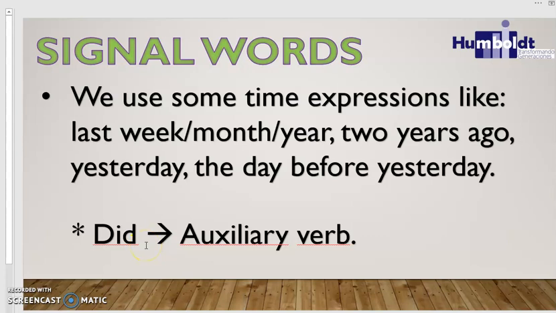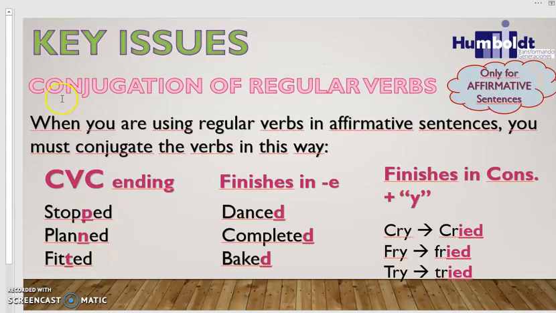For example, if somebody asks you, did you eat yesterday? ¿Comiste ayer? So we need to answer in the same way. Yeah, I ate yesterday. Okay, so you need to be careful with this. The key issues. Aspectos clave, conjugation of regular verbs. Remember that this is only for affirmative sentences.